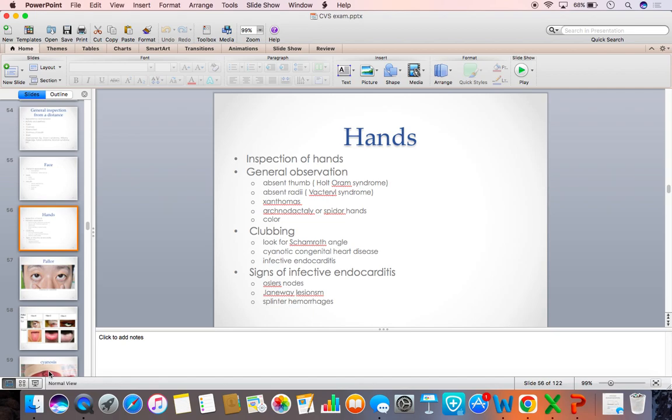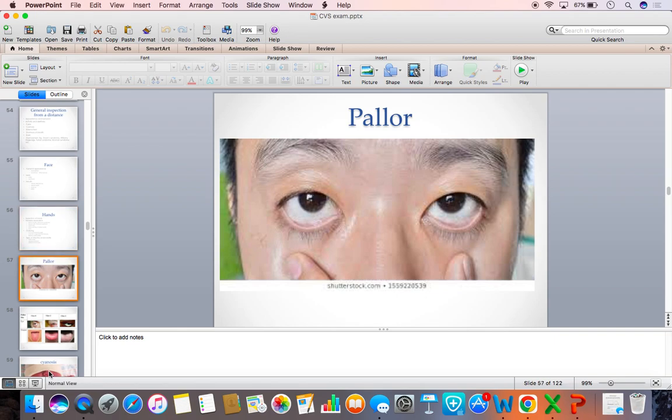Look at the fingers for the presence of clubbing, indicative of cyanotic congenital heart disease or infective endocarditis. And especially look for the signs of infective endocarditis like Osler nodes, Janeway lesions, and splinter hemorrhages.